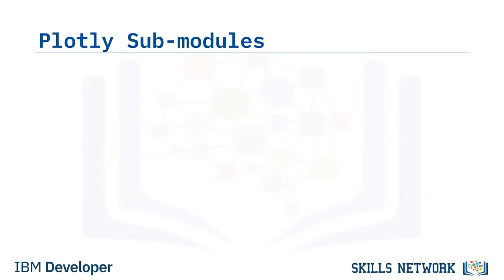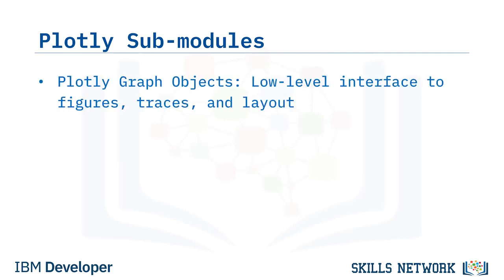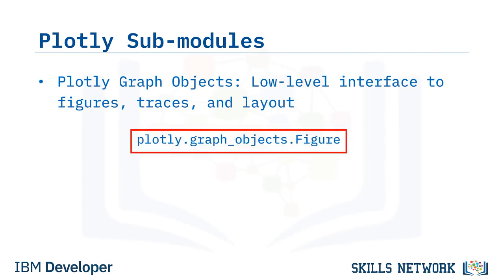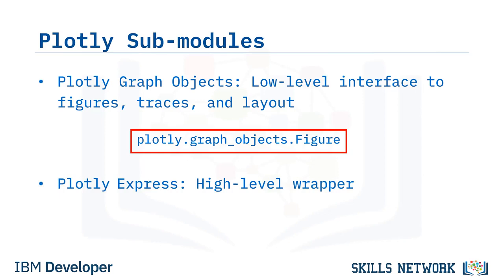The focus of this lesson will be on two of the Plotly submodules, Plotly Graph Objects and Plotly Express. Plotly Graph Objects is the low-level interface to figures, traces, and layout. The Plotly Graph Objects module provides an automatically generated hierarchy of classes, figures, traces, and layout, called graph objects. These graph objects are used for representing figures with a top-level class, plotly.graph_objects.Figure.